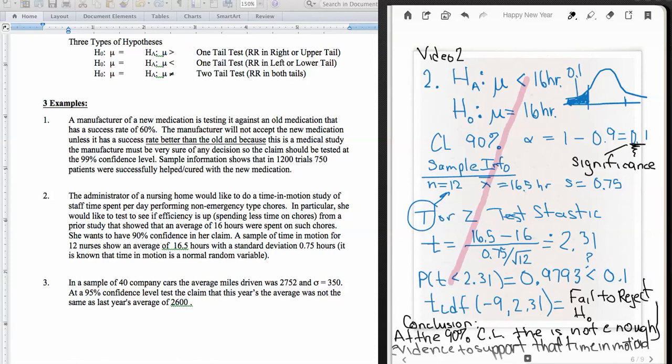I'm tired of writing and I've run out of room. So time in motion is done. So it concludes that hypothesis test.